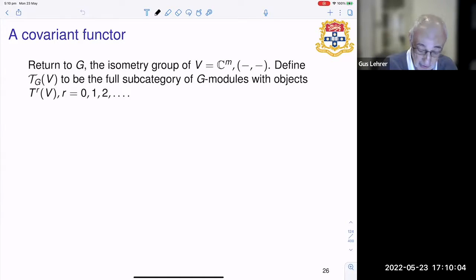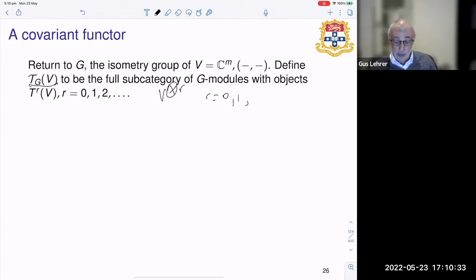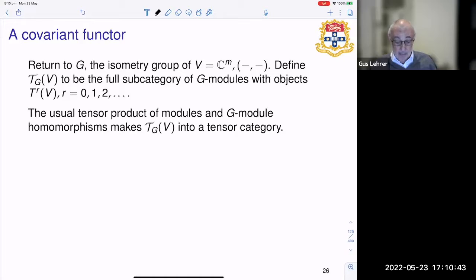We have TG of V, that is the tensor category of, it's the full subcategory of the representations of G, whose objects are the natural module V, taken to the rth power, where r is 0, 1, 2, and so on. And we have the usual tensor product of modules and G module homomorphisms, and that makes that into a tensor category.